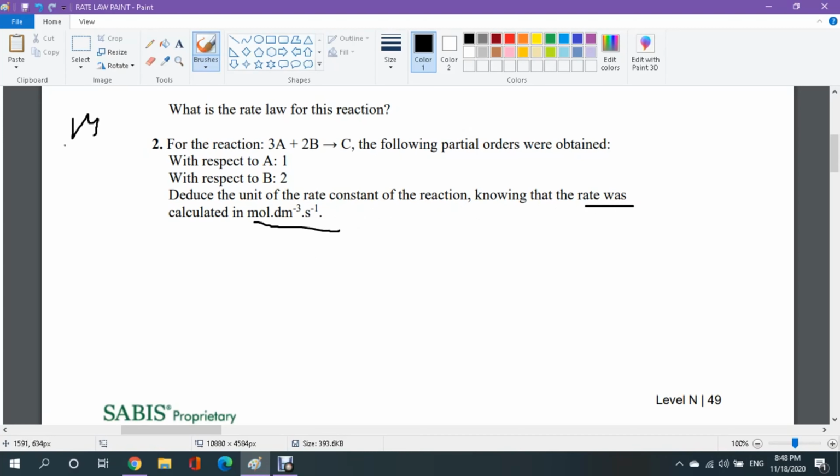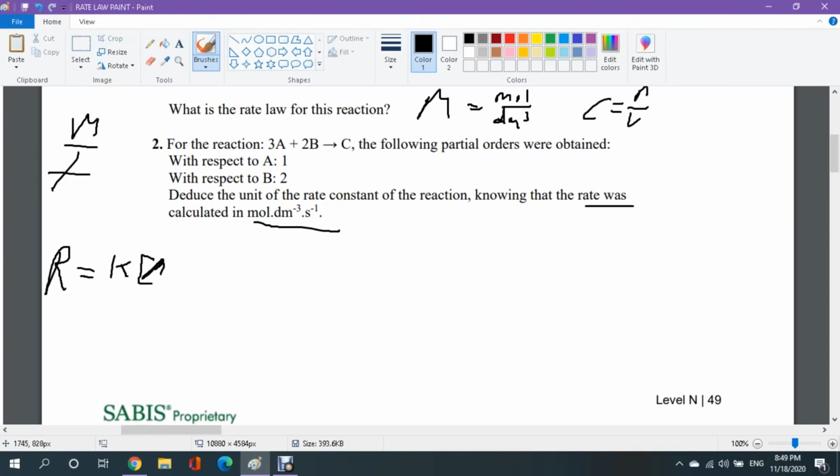So instead of using molar per time, like usual, instead of molar, they put mole per decimeter cubed, which is true, because molar is equal to mole per decimeter cubed, because C is equal to n over V. Okay, so now let's find the unit for the rate constant. The first thing we do to find anything to do with the rate constant is write the rate law. So rate law is R equals K times A to the power of 1, because they told you the order with respect to A is 1, times B to the power of 2, because the order with respect to B is 2.